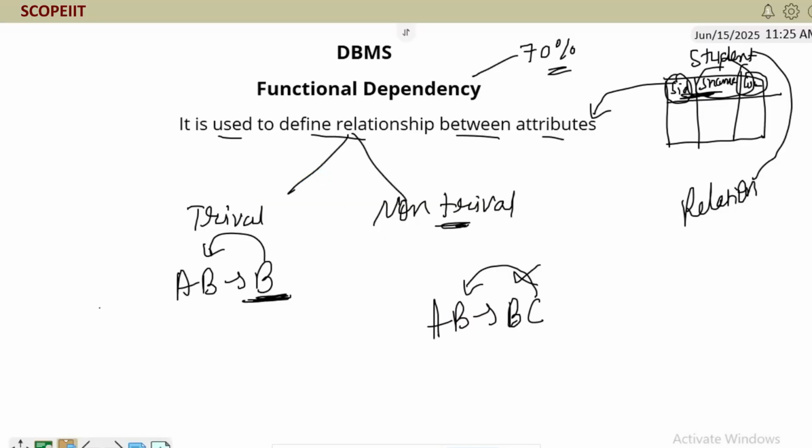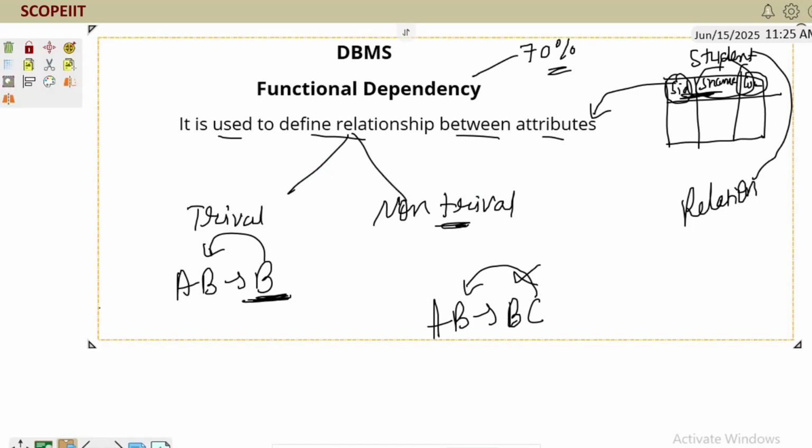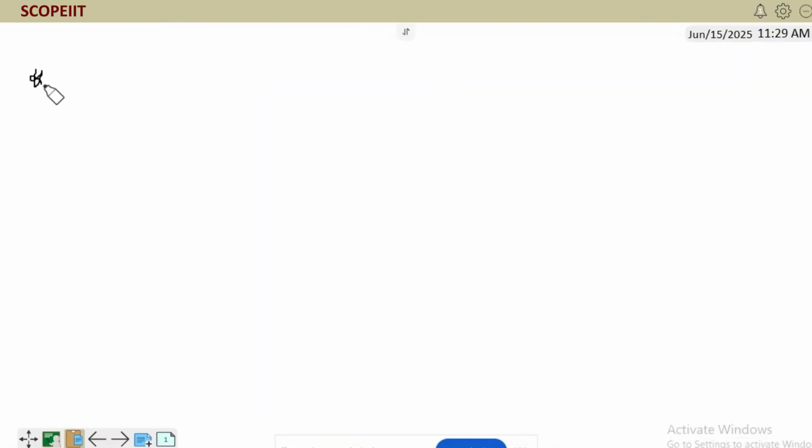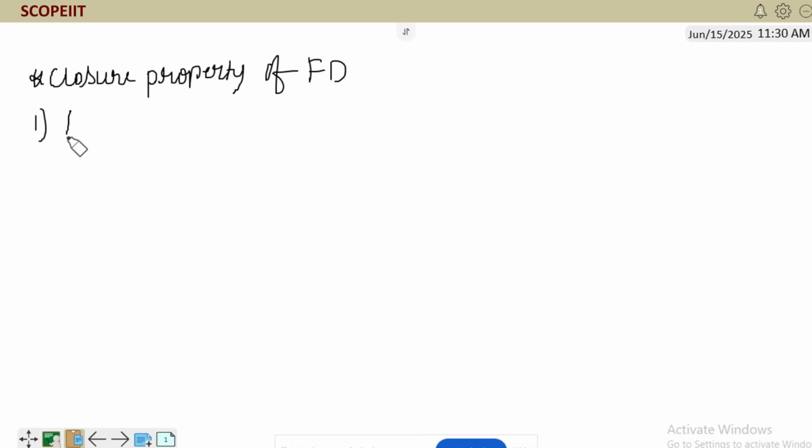Okay. Next, in continuity, we need to study the closure properties of functional dependency. So next is closure property of functional dependency. The first closure property is the reflexive property.